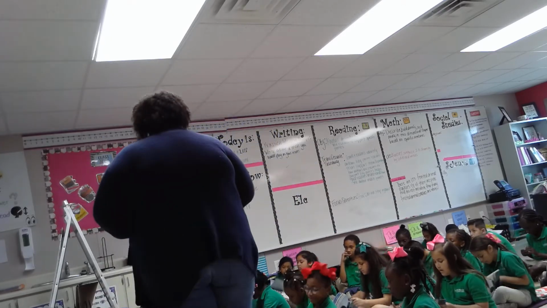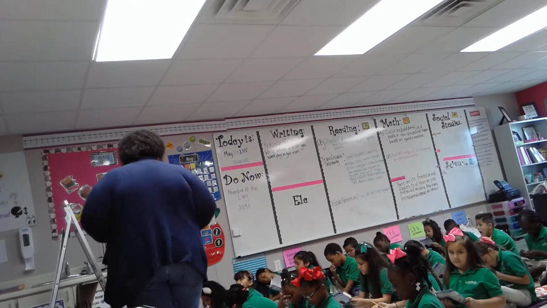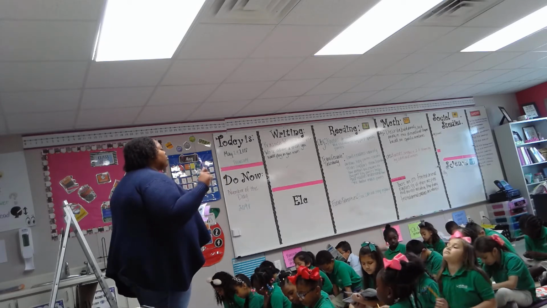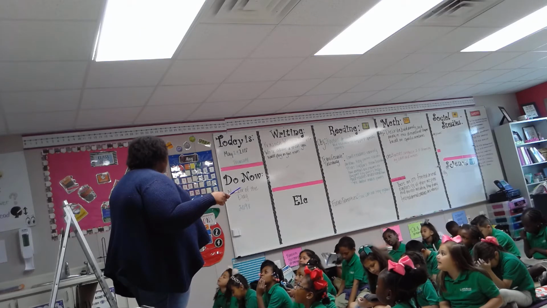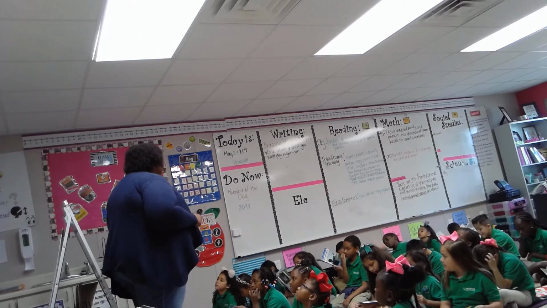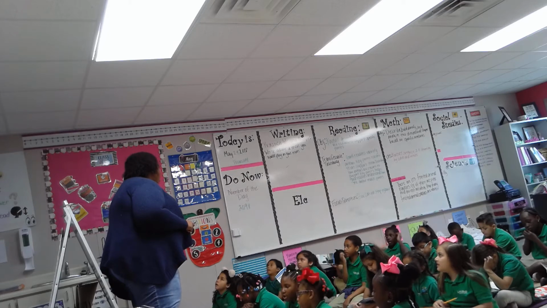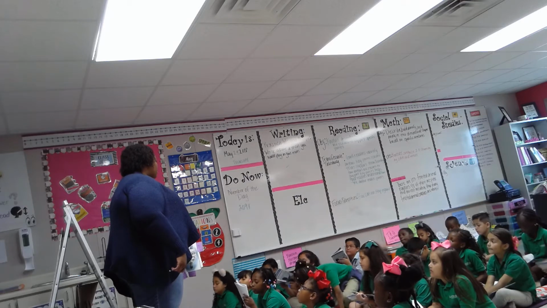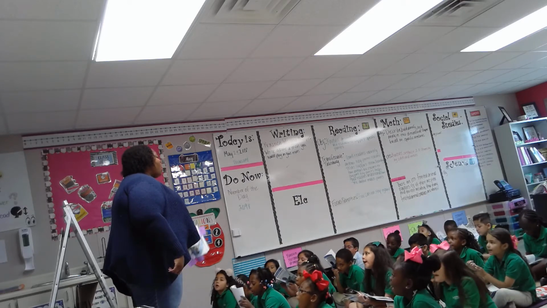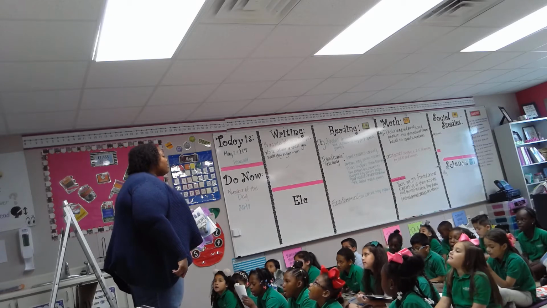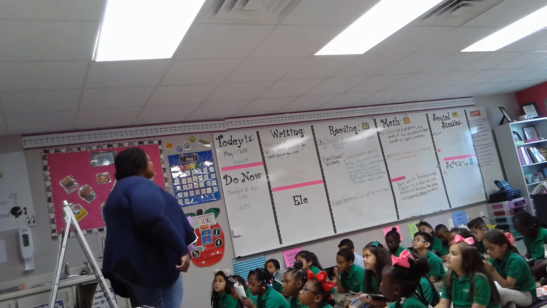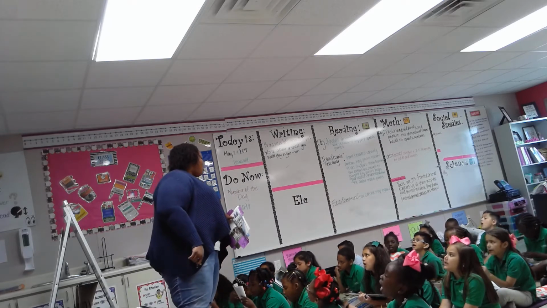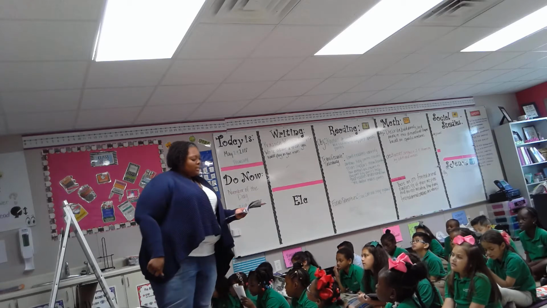Let's turn to the next page. So now, we know we can use text features to find out what the author's what is? Points. What are we looking for? We're looking for the author's what? Point. I don't hear everybody, and I don't see everyone tracking me. We're looking for the author's what? Point. And the reasons that support the author's point. We're looking for the author's what? Point.